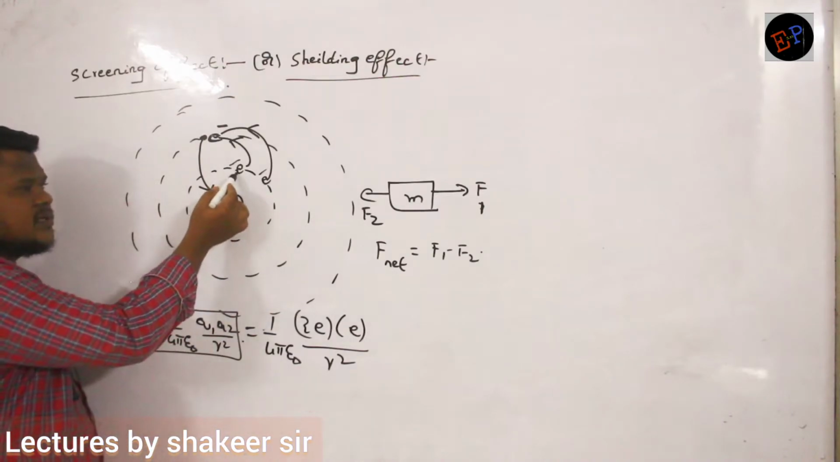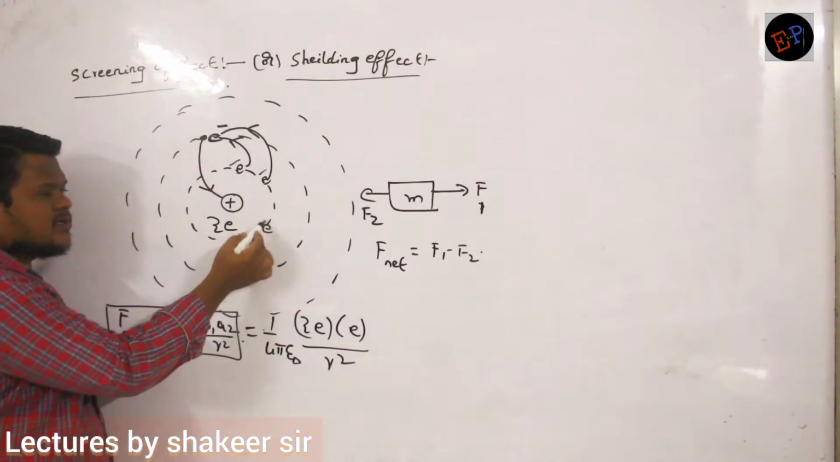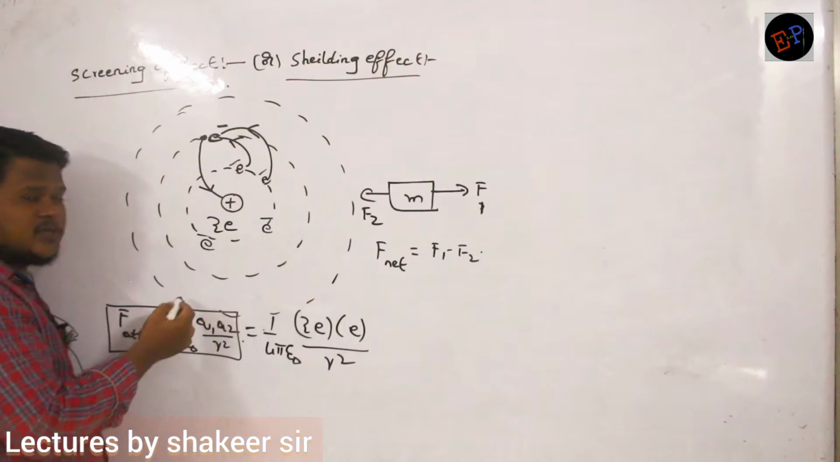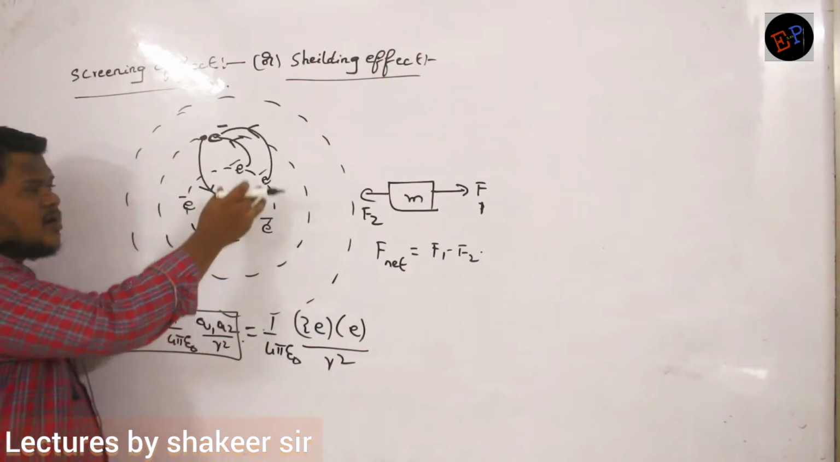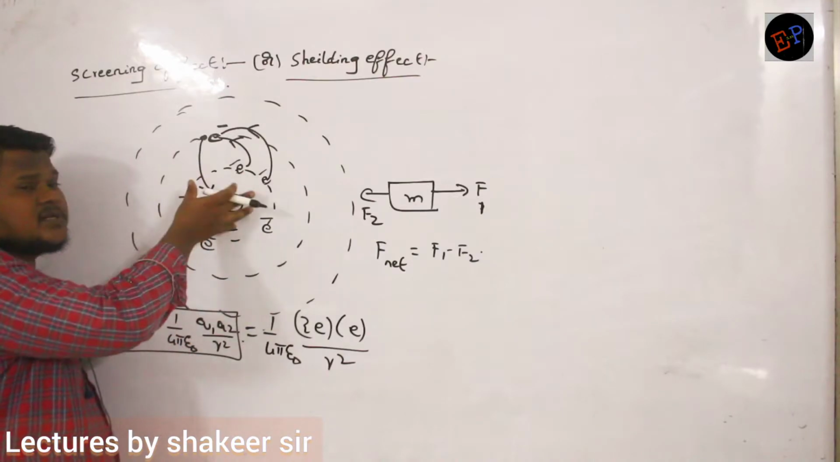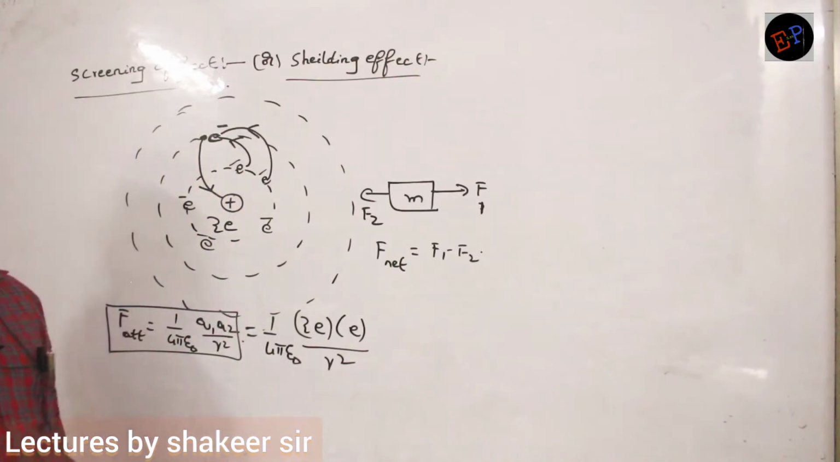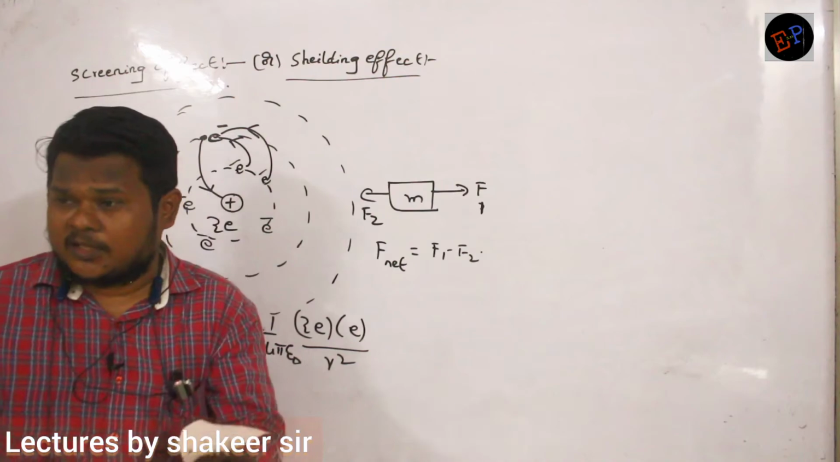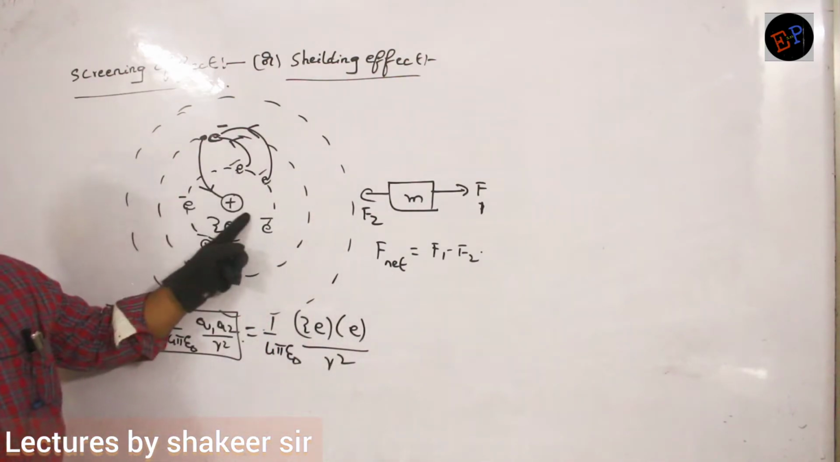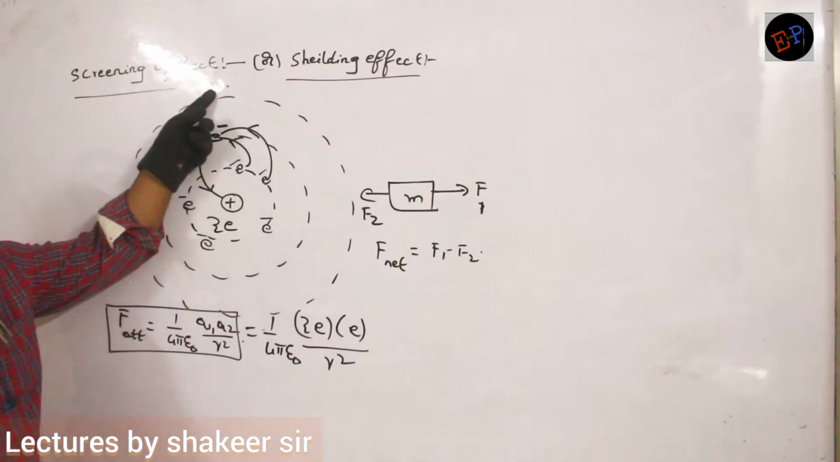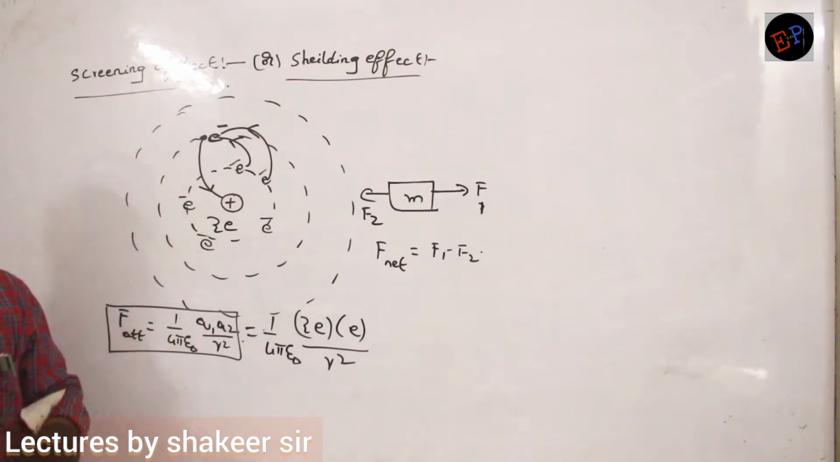So here there is one electron, here there is one electron, here there will be one more electron, here there will be one more electron. So many electrons will be present in the innermost shells. All these shells form like a screen, like a shield to the outer electrons, so that the effect of nucleus on the outermost electrons will be reduced. Are you able to understand?